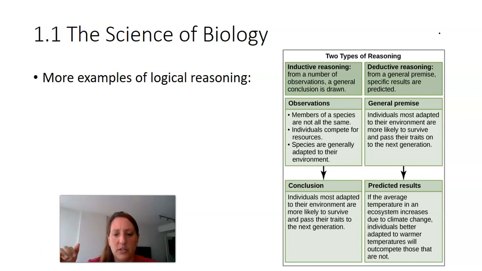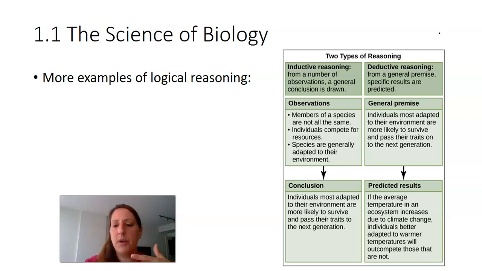Those are a bunch of observations. And then we're going to draw a general conclusion. Individuals most adapted to their environment are more likely to survive and pass their traits to the next generation. By the way, that's the theory of evolution, right? Based on natural selection, right there.